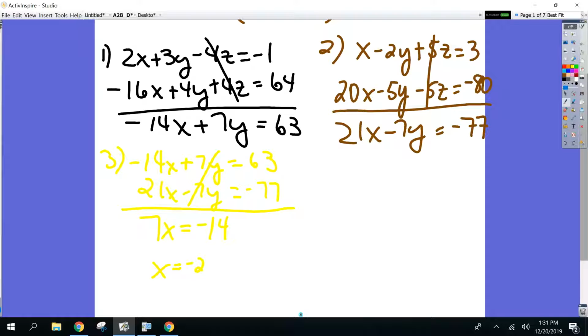Okay, take x, go back to one of these two originals right here and plug it in. Anybody have a preference? The -14 or the 21? -14. Okay, I'm fine with that. Here you go. So we're going to say -14 times -2 plus 7y equals 63. You guys are going to go solve for y for me.